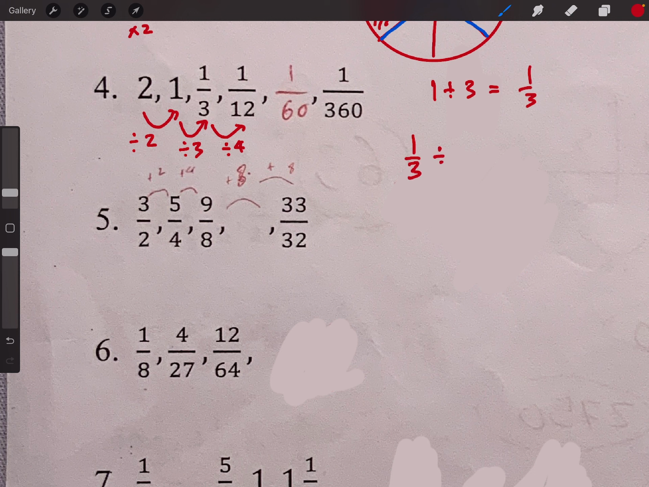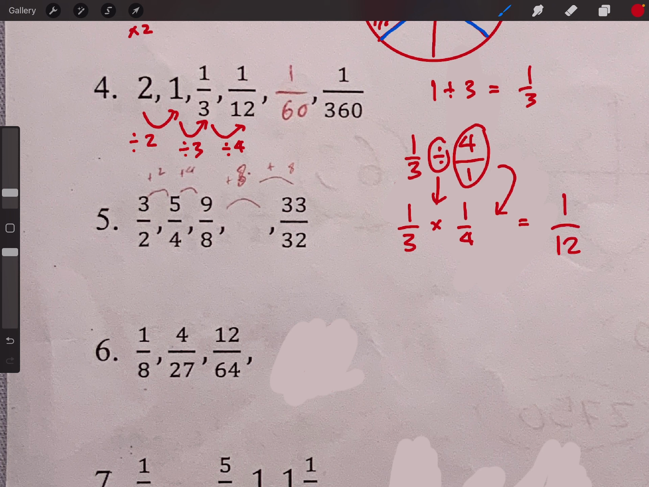1/3 you divide it by 4. And 4 is a whole number, so let's make it into a fraction by putting it over 1. So 1/3 divided by 4, which means we times it by 1/4. We flip this second fraction from 4/1 to 1/4, and then change the divide to times. So 1/3 divided by 4 would give you 1/12, and you can see that's 1/12 there.